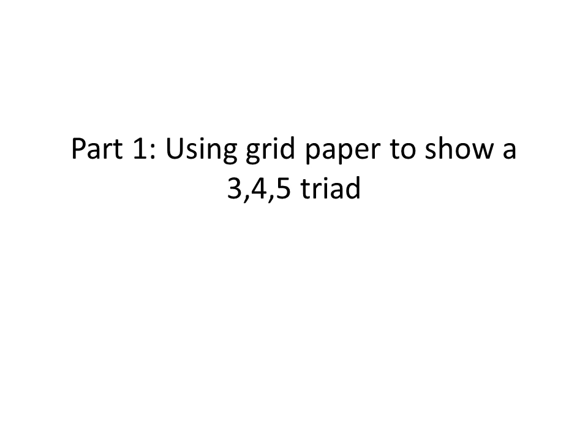Okay. Now part 1 is using grid paper, as I said, to show a 3, 4, 5 triad, where 5 is the length of the hypotenuse of our triangle.